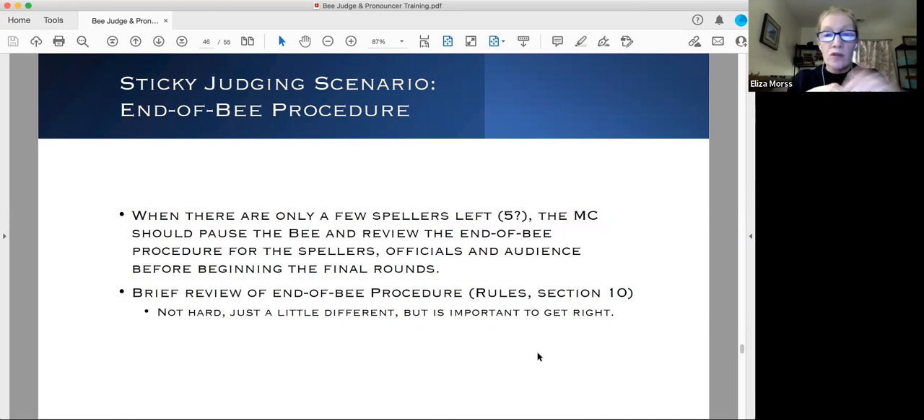And the officials, having known their rules, should know that, but it's important to let spellers in the audience know about that as well. So the end of bee procedure is in rules section 10, but basically it's like this. Say you have 5 spellers left. And what happens is you have 5 spellers, and each one of the spellers is given their words.